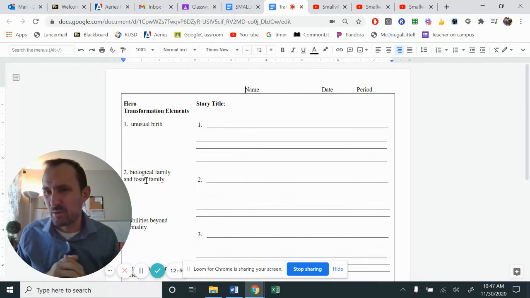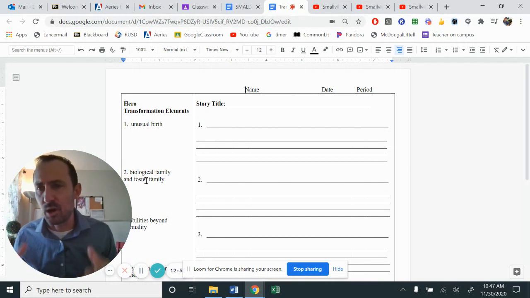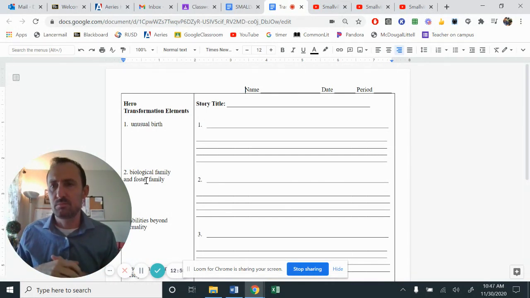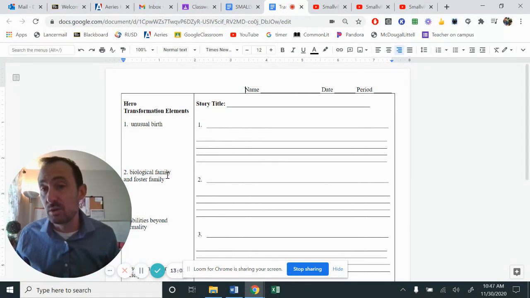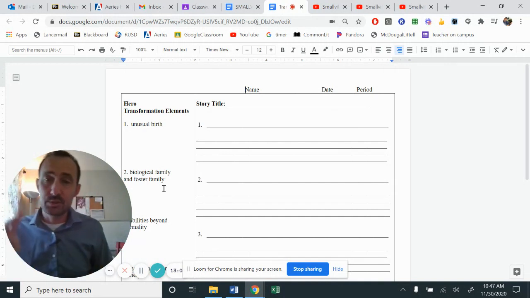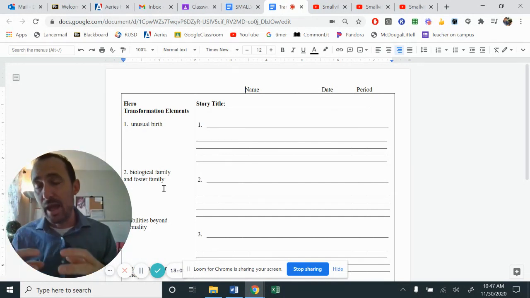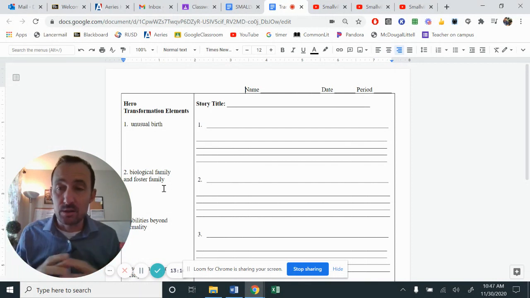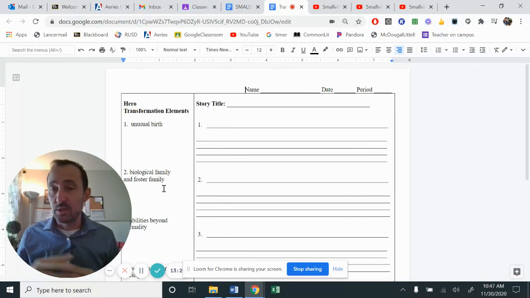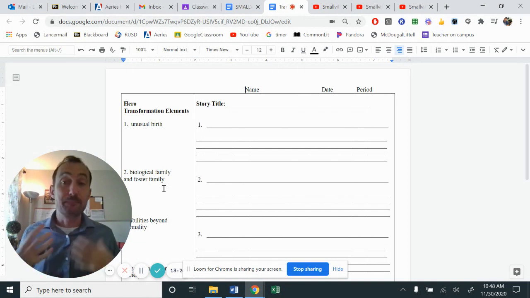I think in one of the Spider-Man movies, Peter Parker's dad is referenced as being a great scientist. So there might be hints. It may not necessarily be known. Okay. So those are the first two. Unusual birth is where you have a dynamic introduction to the story, a way that they are introduced to the readers or to the audience. You have biological family, foster family. So you have this concept of who they are as a person.